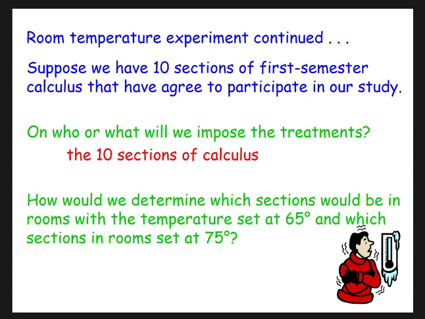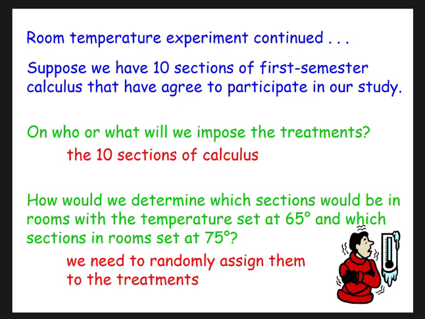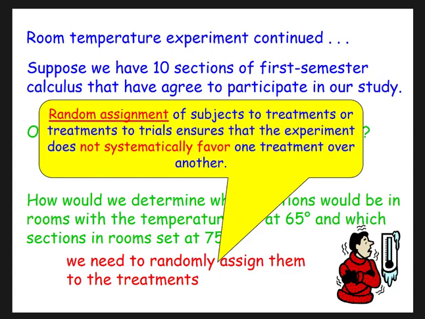How would we determine which sections would be in the rooms with the temperature set at 65 and which in the 75? We would have to do a simple random sample. So we'd assign them to that, probably throw them in a box and draw 5 of them out. Those would be the 65 degrees and the other 5 would be the 75 degrees. So it's very important that we do that random assignment. Otherwise, we could end up subconsciously having a bias and picking the students that are from a professor that's known to have higher grades in one temperature or one condition and the others in a different condition.